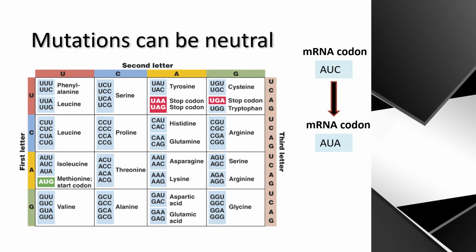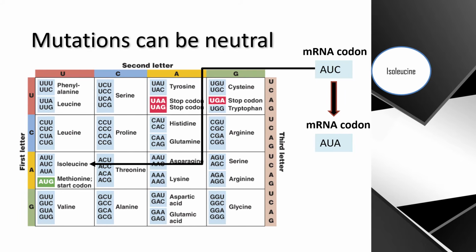Bakit siya matatawag na neutral? Dahil ang specific na amino acid ng AUC ay isoleucine. And after mutation, ang AUA ay mayroong corresponding amino acid na isoleucine din. Nagkaroon ng pagbabago sa nitrogenous base, ngunit wala namang pagbabago sa kanyang amino acid.